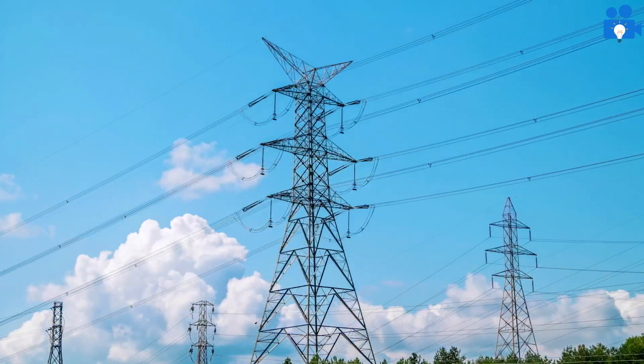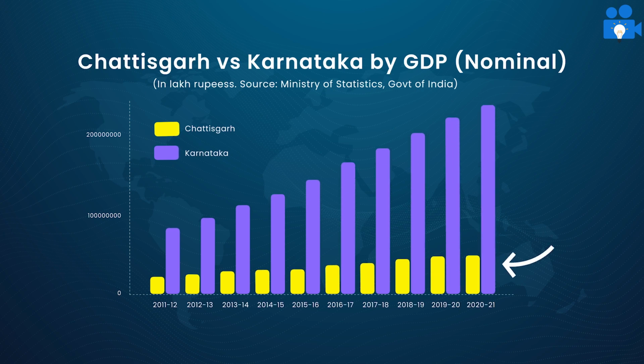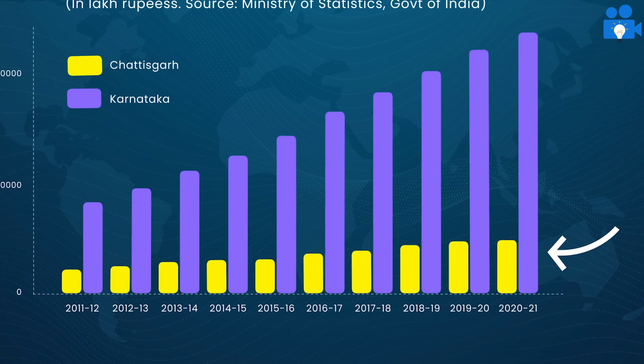But coming back to Chhattisgarh, which has the third largest coal reserve in India, there is a surplus in electricity production. Even after all this, why is GDP getting affected? If we compare Chhattisgarh with a growth state like Karnataka, you can see there is a huge gap. The main reason for this is nature itself.